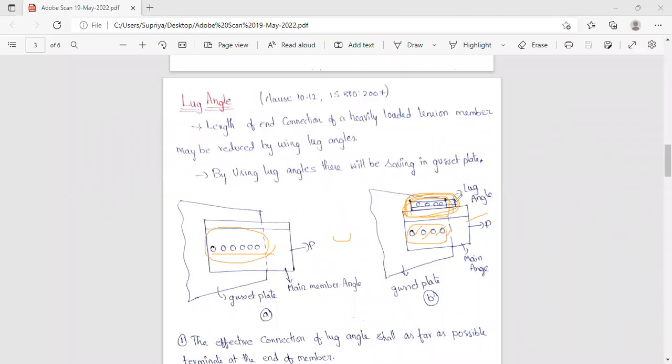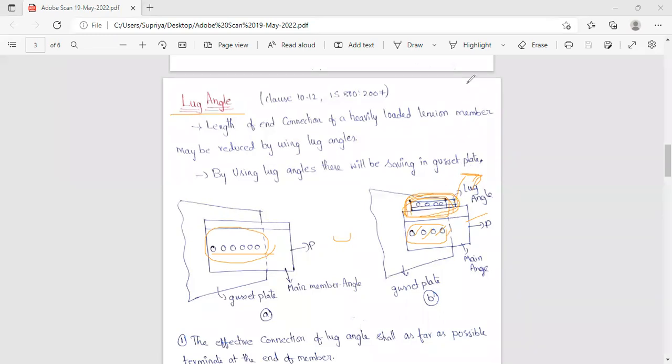So the extra angle that we are providing is known as lug angle. Okay, the extra angle which we are providing to avoid the increase in the length of the gusset plate is known as lug angle. Okay, so this was mainly used in the previous days.